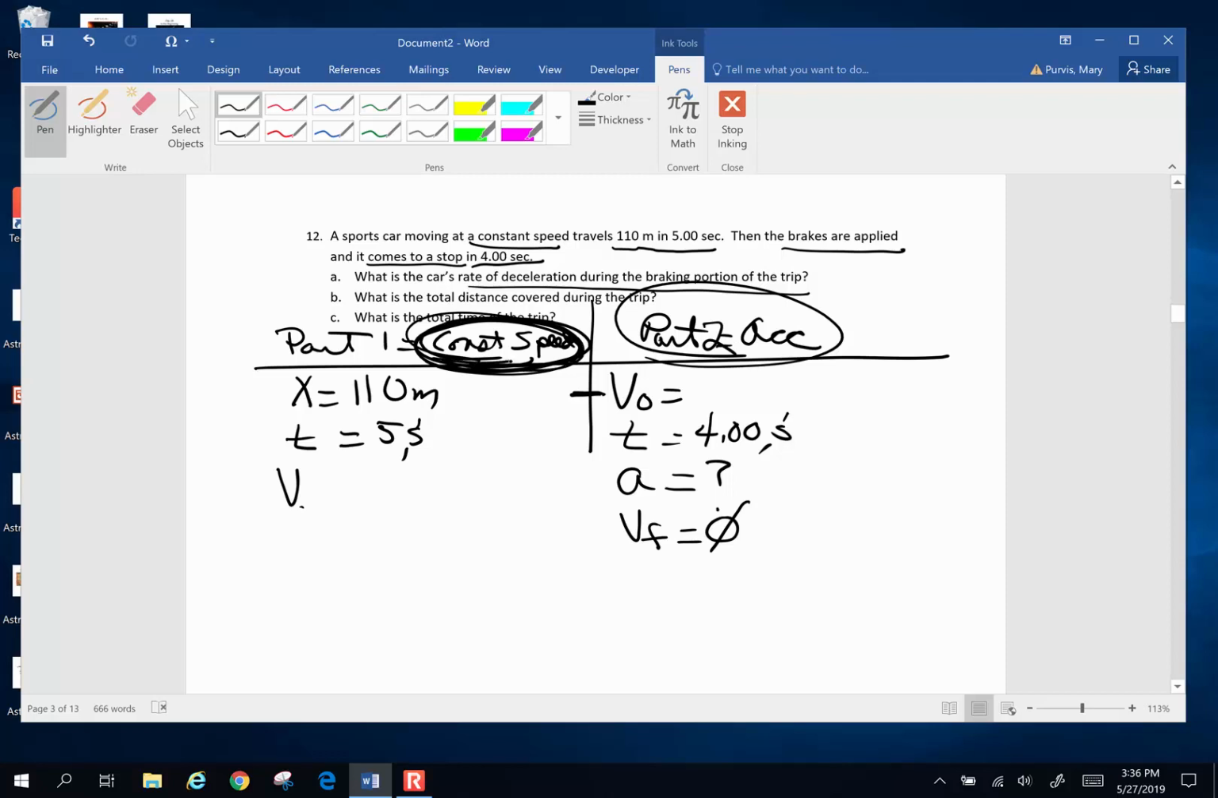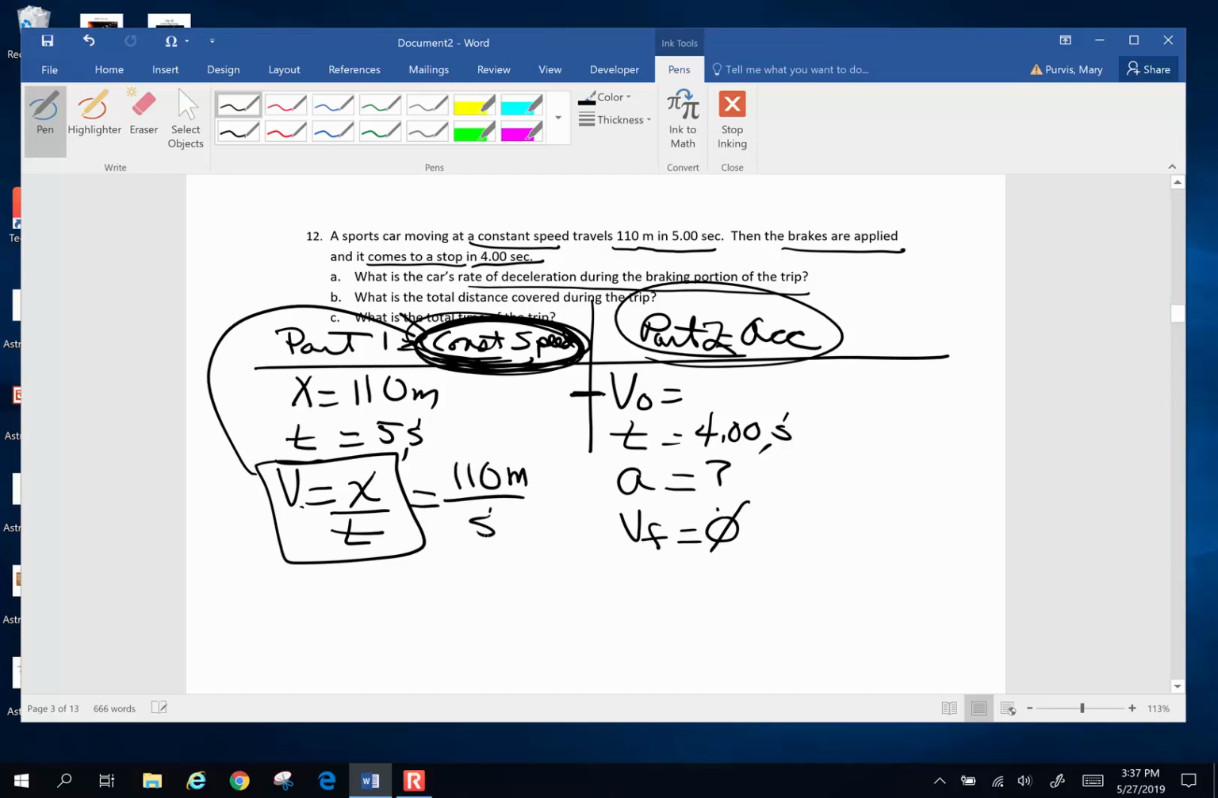Now, when you have a constant speed or constant velocity, there's only one equation you can use, x over t. It's the only equation you can use for constant speed or constant velocity. So 110 meters, 5 seconds. Pick up my calculator. What do I get? 110 divided by 5, 22 meters per second. That's my constant speed. That goes up here as my original velocity.